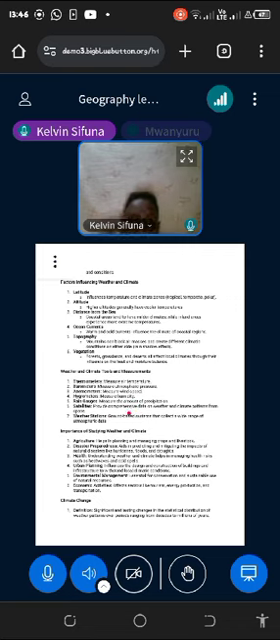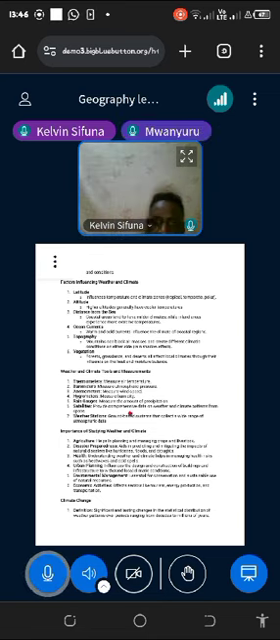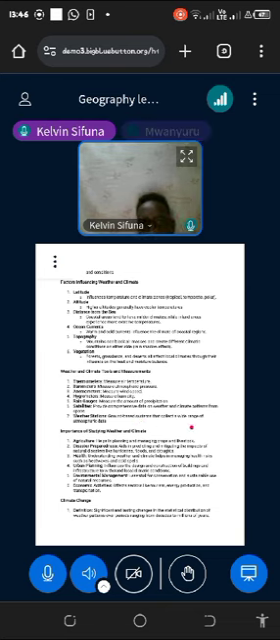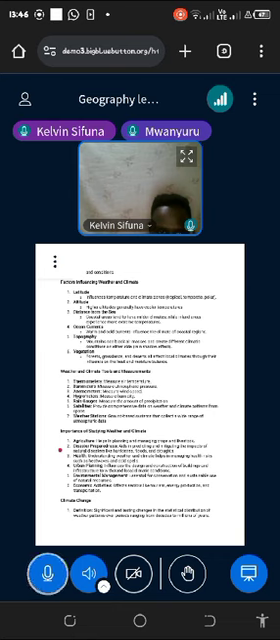Satellites provide comprehensive data on weather and climate patterns from space. Weather stations are ground-based systems that collect a wide range of atmospheric data. Then again we look at the importance of studying weather and climate. Number one is agriculture. It helps in planning and managing crops and livestock.